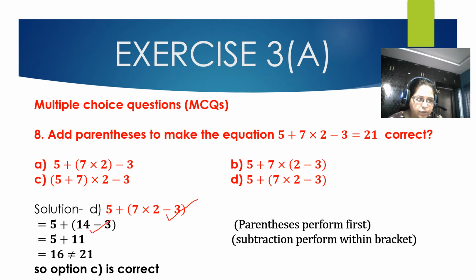14 minus 3, that is inside the parenthesis. Then the subtraction operation will be performed inside the parenthesis. 14 minus 3 is 11. 5 plus 11 is 16. 16 is not equal to 21. So this fourth option D is also incorrect. So option C is the only correct option of this expression. Option C is correct.